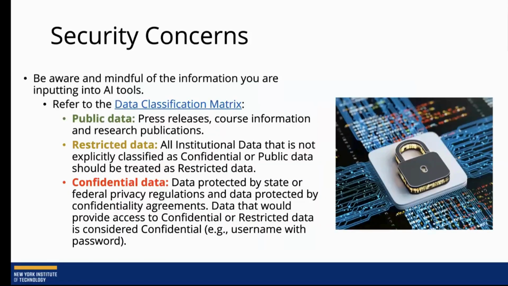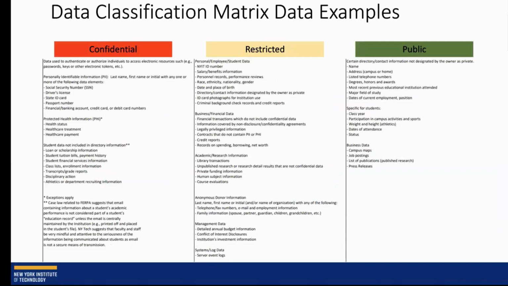Again, when you're inputting any information into the chat box, just be aware of the data that you're inputting. It is secure, but you still want to be knowledgeable in what is considered public data, restricted data, and confidential. We have a data classification matrix that you can refer to. Public is anything that you can find openly online. Restricted is more like your New York Tech ID number, your date, place of birth, and confidential is personally identifiable information like social security number, passport number, anything like that.